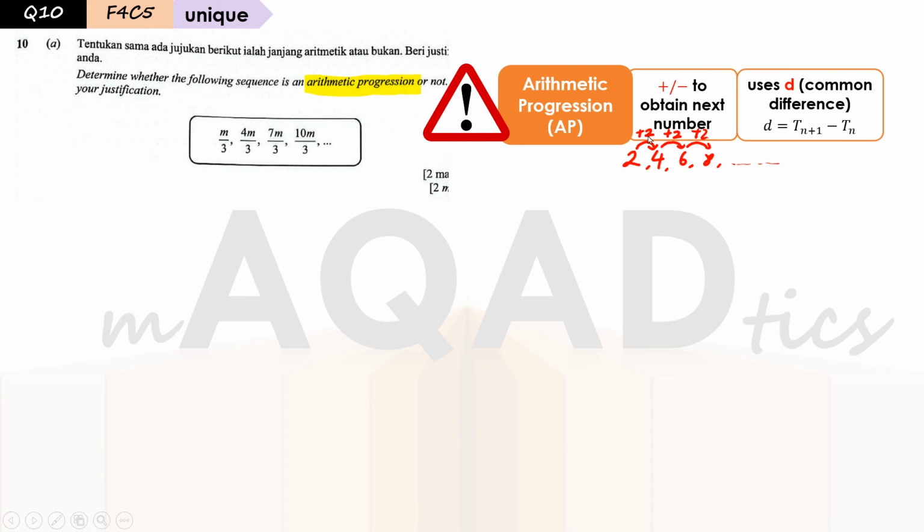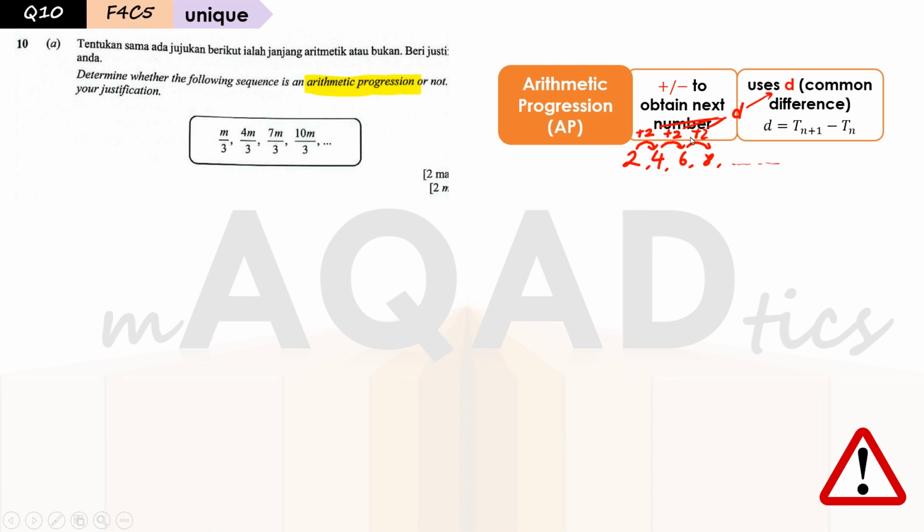And since these values use the same value, it is called d, the common difference. Why it's called common is because all of the values here use the common value, the same value, which is why d is called the common difference. So going back to the question here, how can we prove whether this is an arithmetic progression or not?